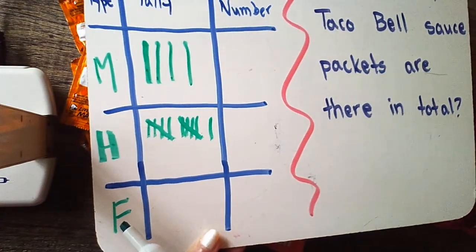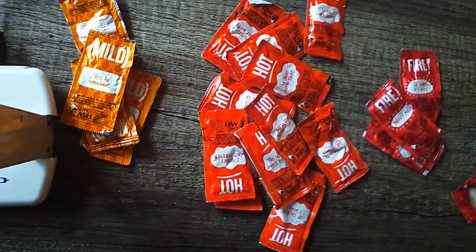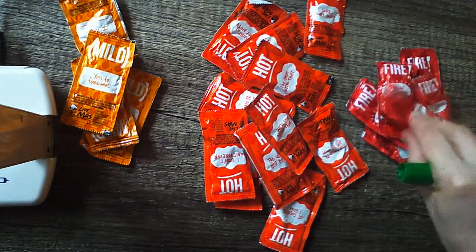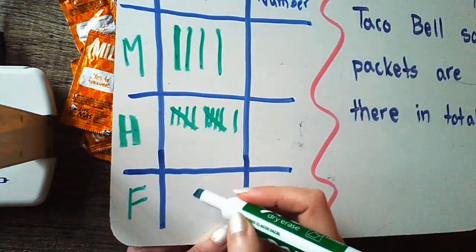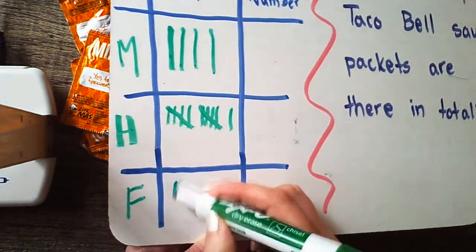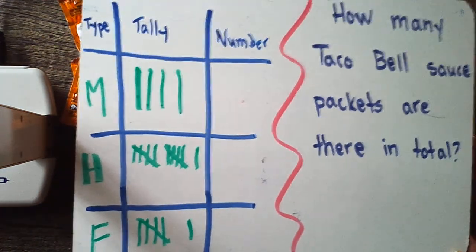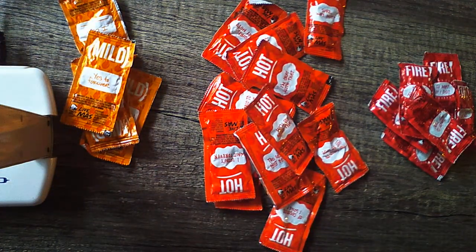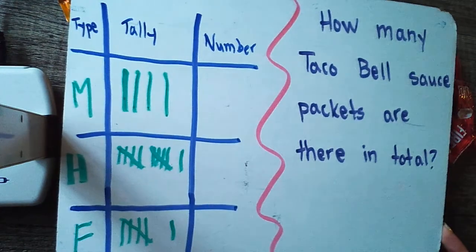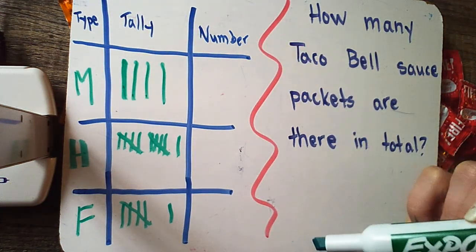Finally, I need to count and tally my fire sauces. I have 1, 2, 3, 4, 5, 6 fire sauces. Here's my tally marks. Each one represents 1 packet of sauce. I'm going to cross on the 5th. 1, 2, 3, 4, 5, 6. Lovely. So now, instead of a mess of data, I've sorted my categories so that they are looking very organized, and I'm now transferring that data onto my table so that anybody can take a look at it and answer some questions about it. Let's finally write in our number.